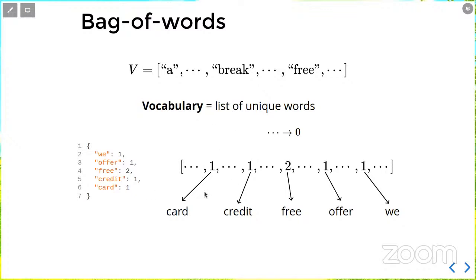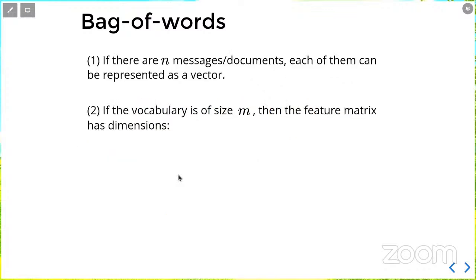Okay. So now you have a very clear way of encoding every message. You'll just put one or that particular frequency wherever that word occurs, and in every other place you will put a 0. Okay, so if there are n messages, I can represent each of them by a vector of size m, right? So if there are n messages, then I have a feature matrix of size n cross m. So is this part clear till now?